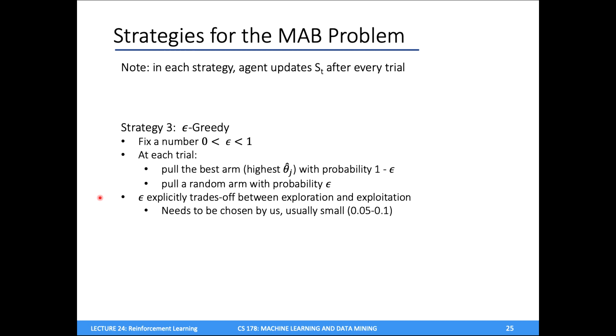This is a number that needs to be chosen by us. It's a hyperparameter of the model, but typically it's pretty small, somewhere like 5 to 10%. If it's too large, then you're spending too much time picking random arms. If it's too small, you don't explore enough. Usually this strategy is going to do a lot better than explore first, because we're continually exploring the arms that we maybe don't have as much information about. So we mix in some short-term risk by picking a random arm for potentially very long-term rewards.